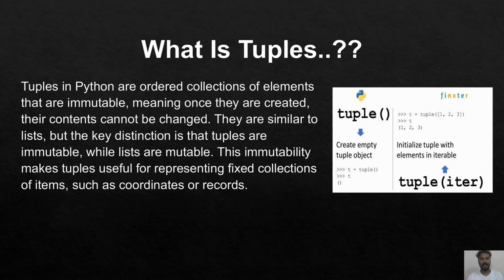Tuples in Python are ordered collections of elements that are immutable. They are similar to lists, but the key distinction is that tuples are immutable, while lists are mutable. This immutability makes tuples useful for representing fixed collections of items such as coordinates or records.